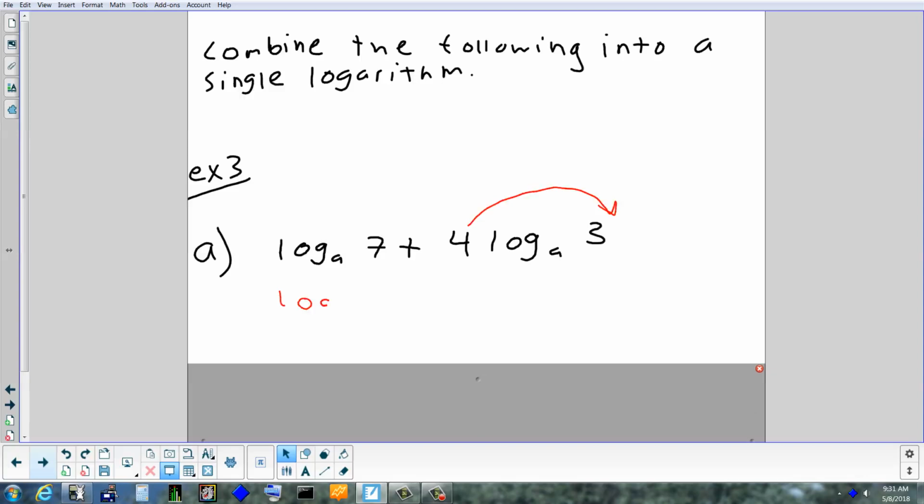So now you have log base a of 7 plus log base a of 3 to the 4th. Okay. 3 to the 4th, we can do that out. 3 times 3 times 3 times 3 gives me 81.